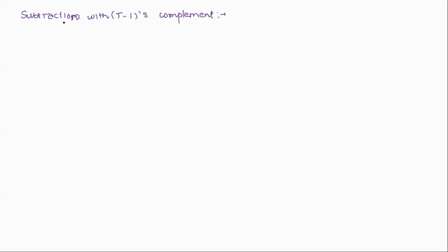Here we have some procedure which needs to be followed. The first thing you are supposed to do is add the minuend to the r minus 1's complement of the subtrahend N. This is what you can do.